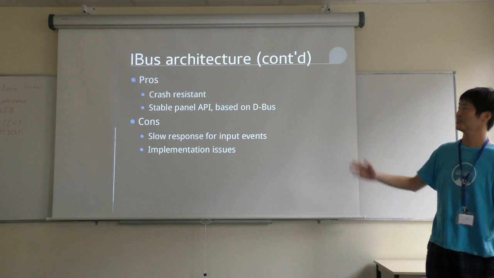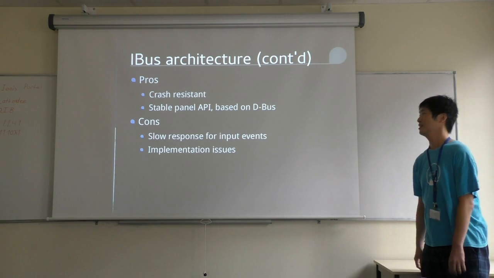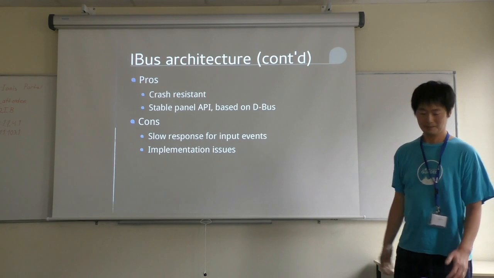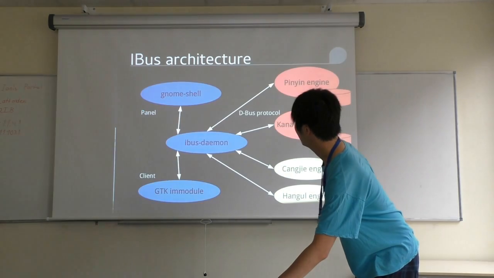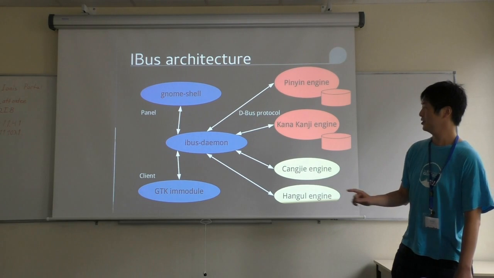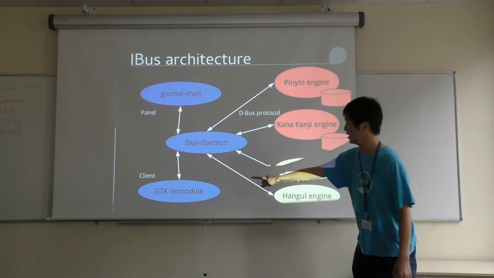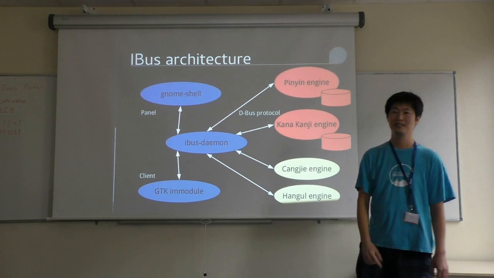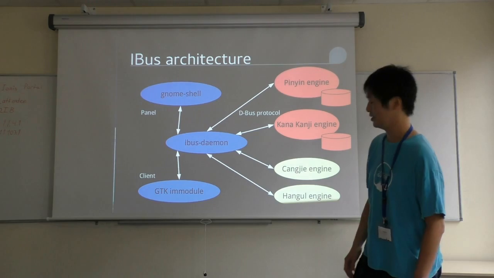The good thing of the IBus architecture is that it is crash resistant. But the drawback is performance, because for processing one single key event, we need to relay the key event to the GTK module, the IBus daemon and the engine, and then send the result back. This causes some latency.